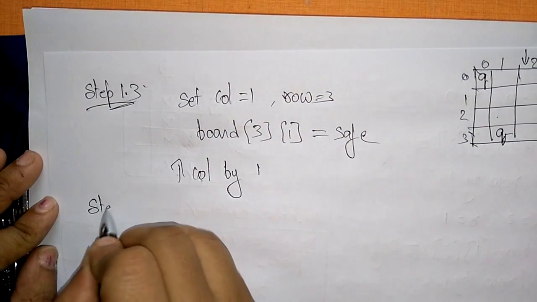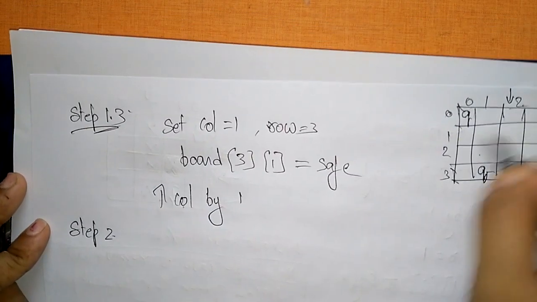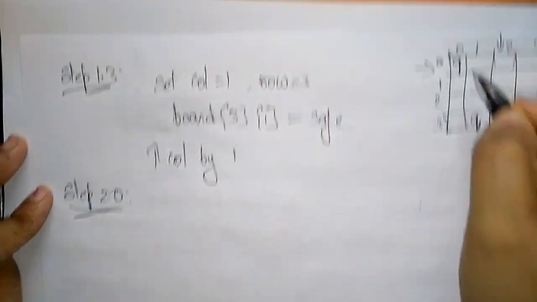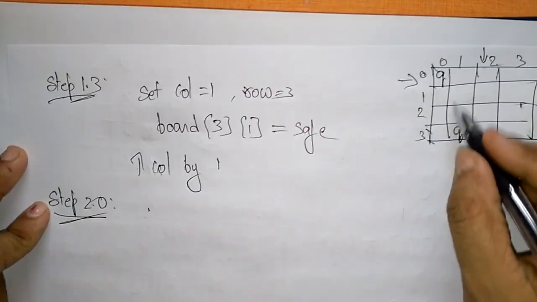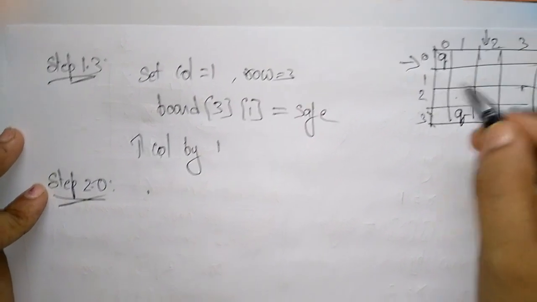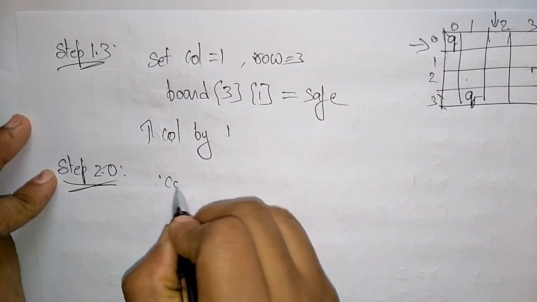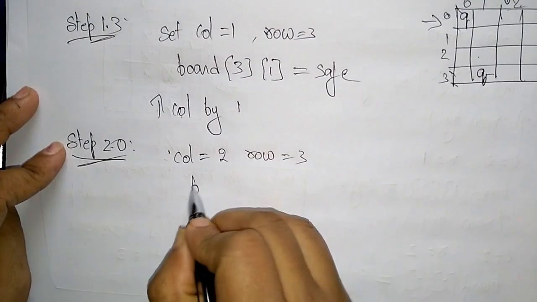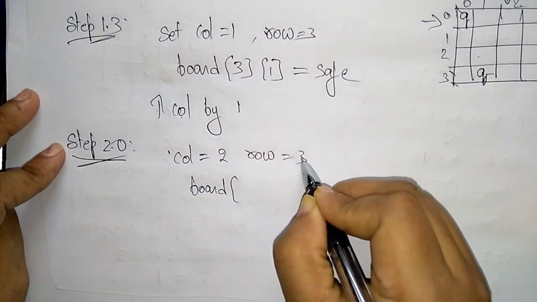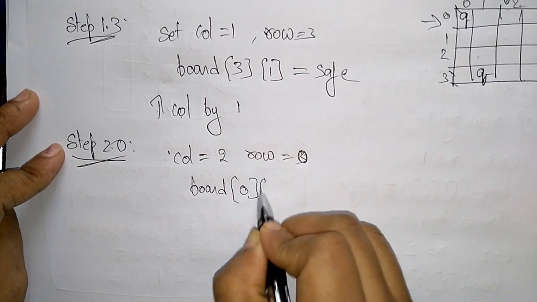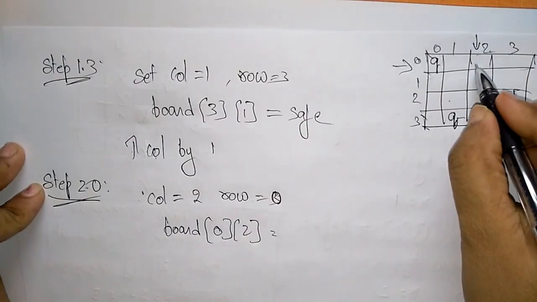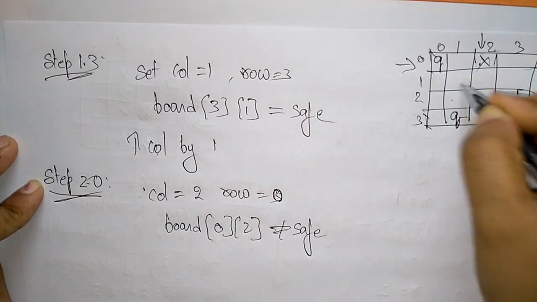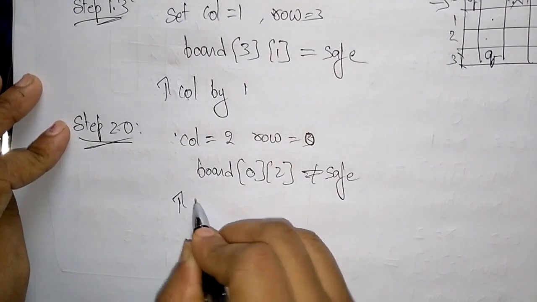Now step second column, 0 row, check. Now check this condition. Because 2 Qs I placed, now I have to place third Q. Now column is equal to 2, row is equal to 3. Check board of row 0, 0 of 2 is safe or not? No, it is not safe because already the Q is there. So increment row by 1.